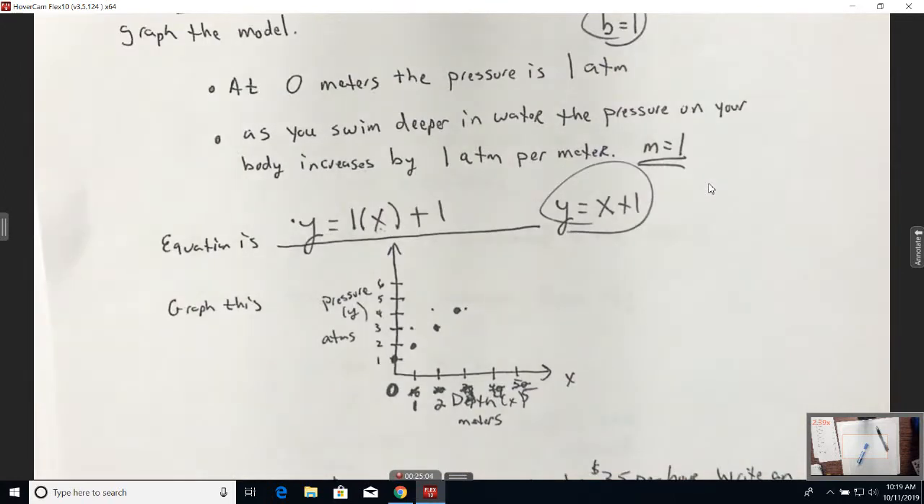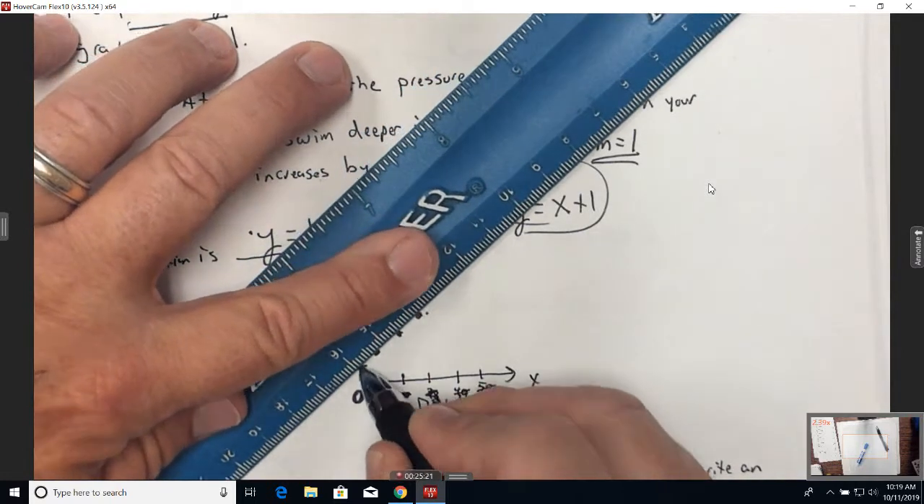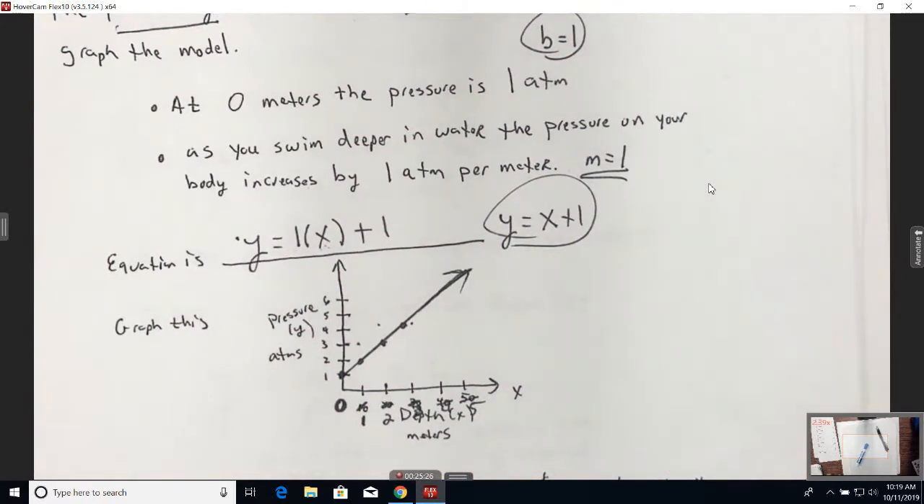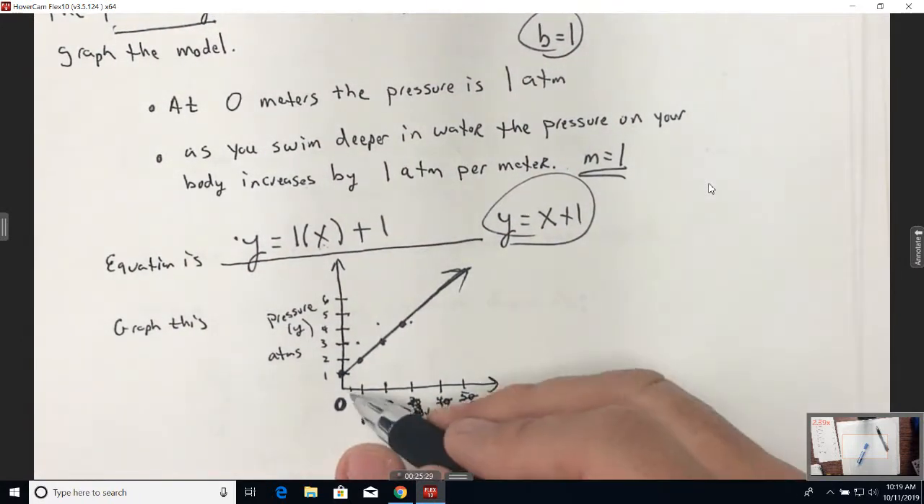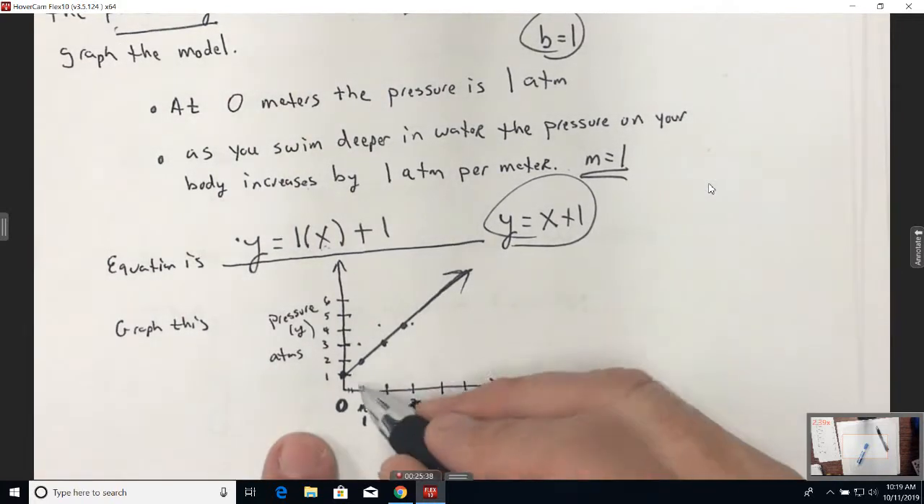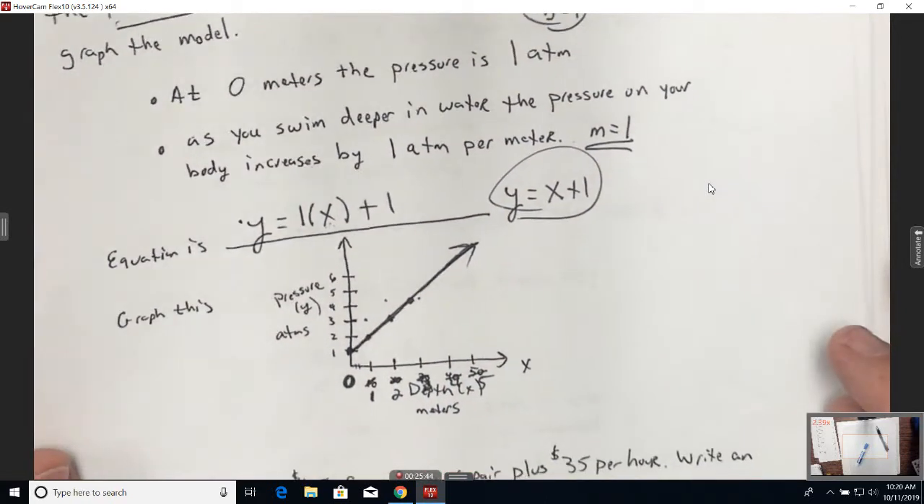Now, let me ask you a question real quick. Would this be a series of dots, which is called a discrete function, or would it be a continuous function? So do I connect the dots with a line, or do I just leave it as dots? Why would I connect it with a line? You're right. It's a line. It's a continuous function. Why? Can anybody tell me why? Yeah, I don't have to go down a whole meter. I can go down half a meter. I can go down a quarter of a meter. I could just barely have my head a couple inches under the water. So I'd have to include all those fractions and decimals in between. So it's a continuous linear function.